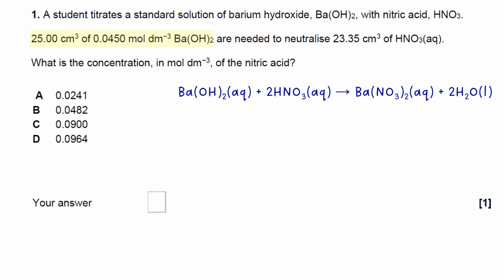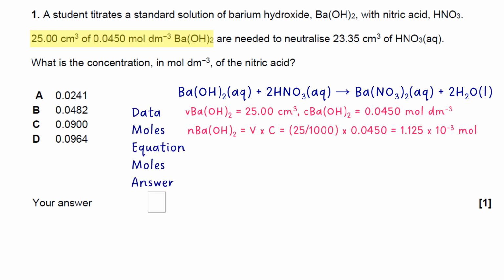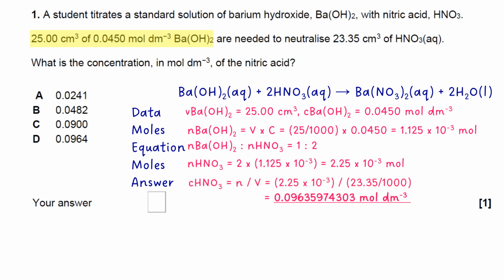Now we've got a balanced equation, we can start to process the information that we're able to work out the moles for. So it gives us enough information for barium hydroxide, so we can work out the moles of barium hydroxide as 1.125 times 10 to the minus 3. Looking at the equation, the mole ratio between barium hydroxide and nitric acid is 1 to 2. So doubling the barium hydroxide moles gives us the nitric acid moles. So therefore the concentration of nitric acid is its moles over the volume, and the volume is your 23.35 centimeters cubed converted to decimeters cubed, which gives us 0.0964, and therefore the answer is D.